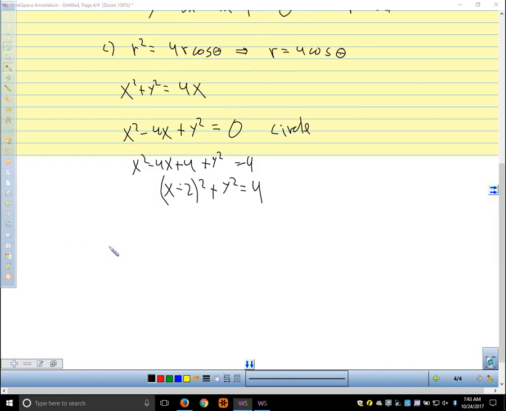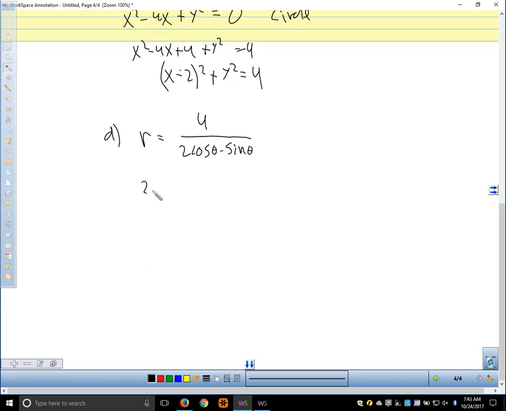All right, let's look at one more. r equals 4 over 2 cosine theta minus sine theta. Multiply both sides, so we get 2r cosine theta minus r sine theta equals 4. That's a line. This, I would say, is nicer than this. The rectangular version is nicer than the polar version.